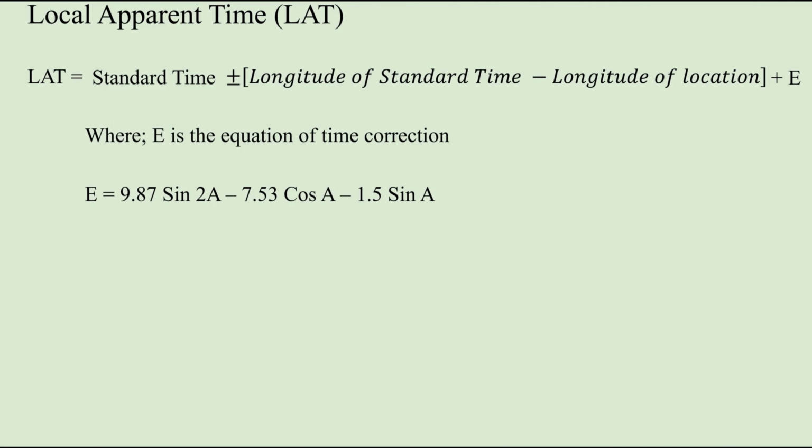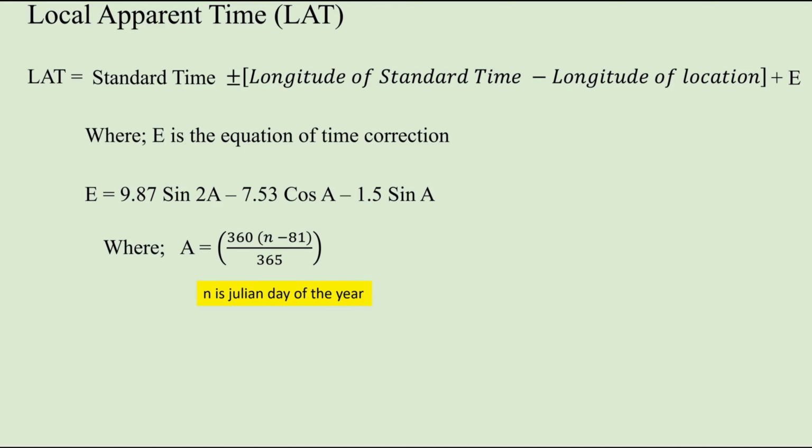It can be calculated by using the equation, and in this equation the angle A is based on the day of the year, calculated as 360 (n minus 81) divided by 365, where n is the Julian day of the year. It indicates that on a different day of the year, the value of E is different, and that is why the value of the local apparent time changes for any location throughout the year.